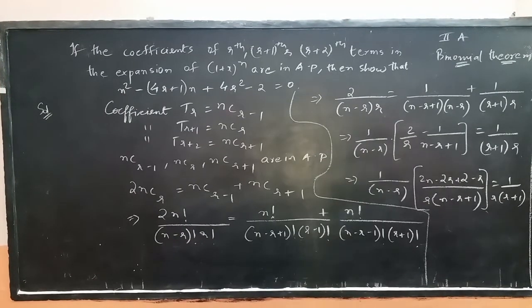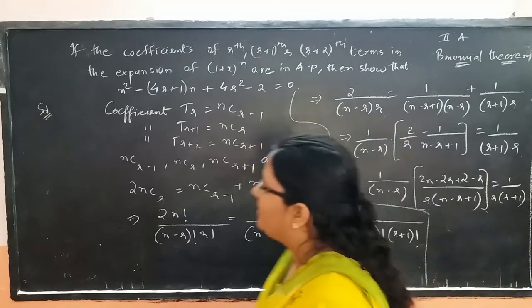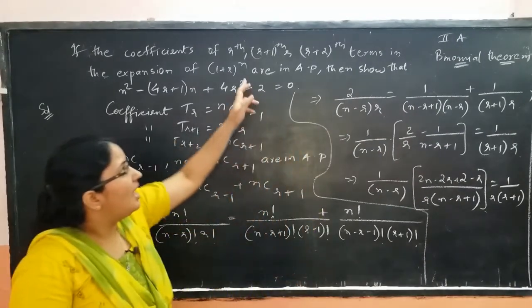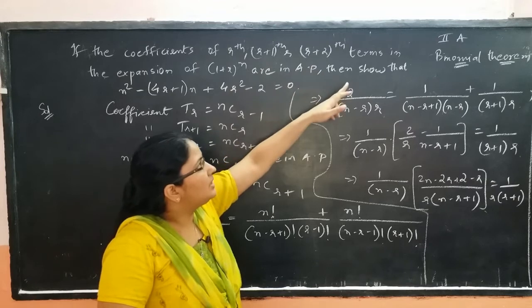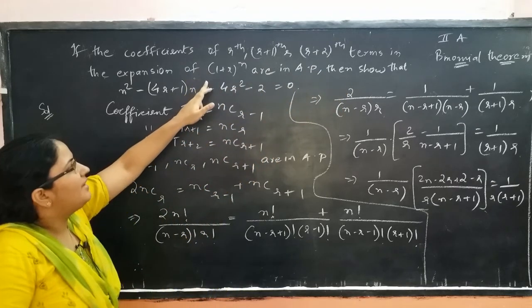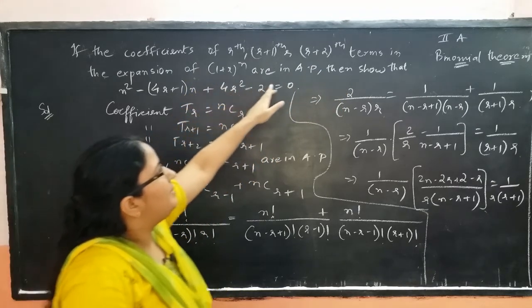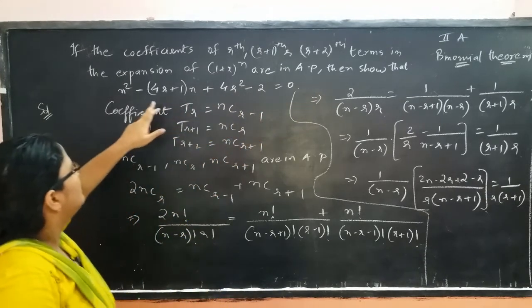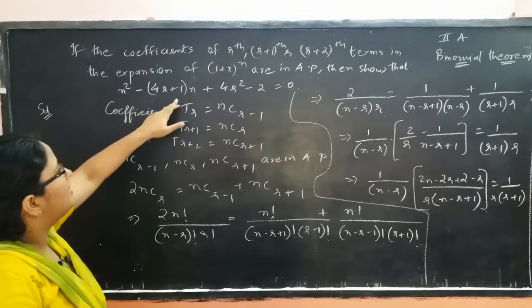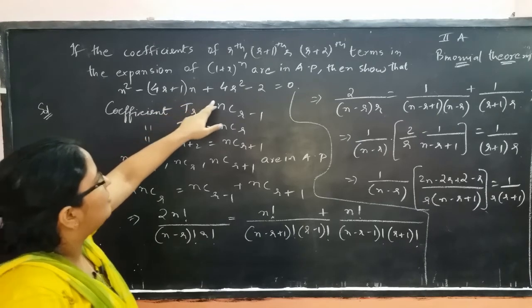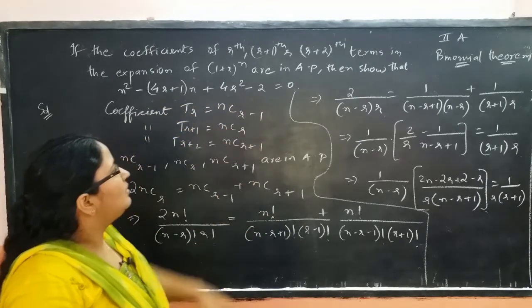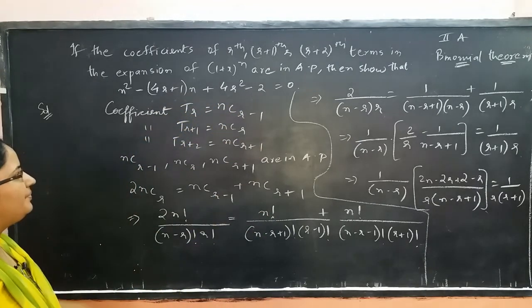In the next problem, we have the coefficients of the rth term, (r+1)th term, and (r+2)th term in the expansion of (1+x)^n are in AP. Then show that n² − (4r+1)n + 4r² − 2 = 0. This is what we have to show.